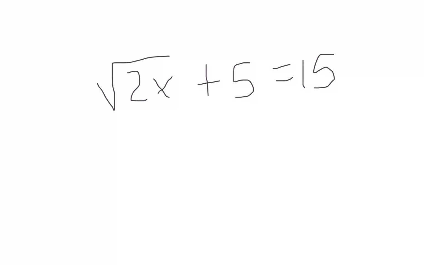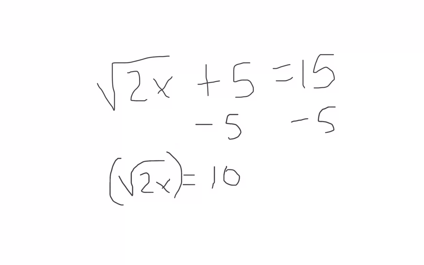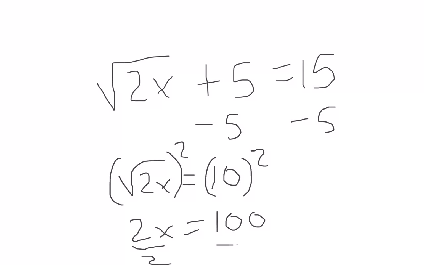For this fifth problem, when I look at it, I again want to get x by itself. So I'm going to subtract 5 from both sides. I'm going to get the square root of 2x is equal to 10. Then I'm going to square both sides. When I square both sides, I'll get 2x is equal to 100. So when I divide by 2, I will find out that x equals 50.